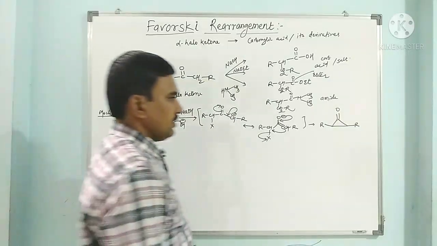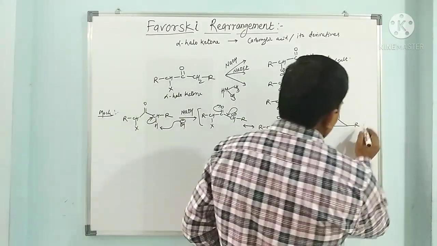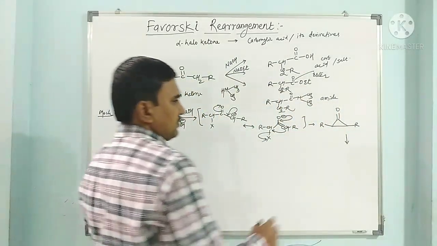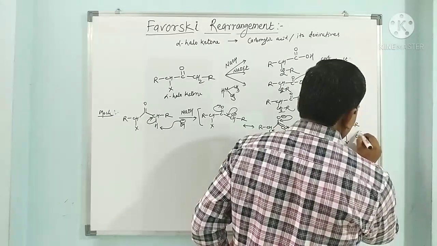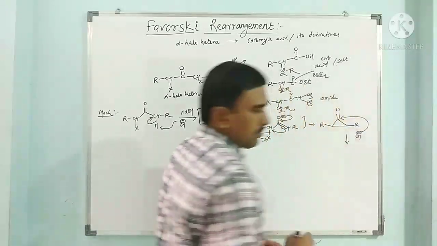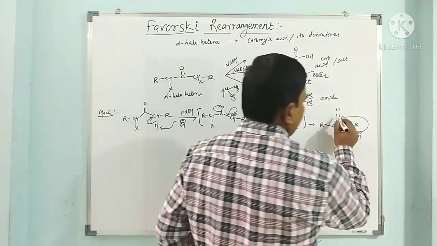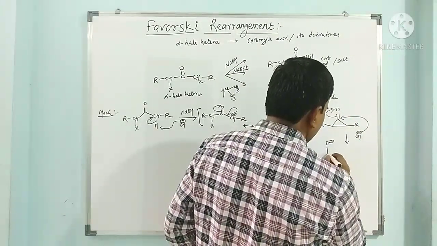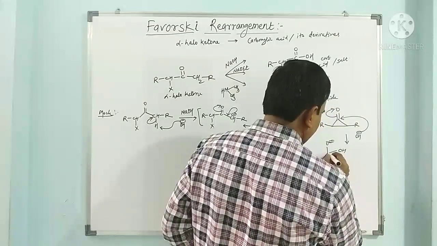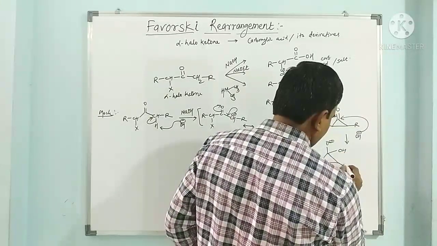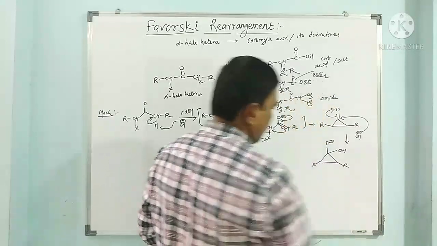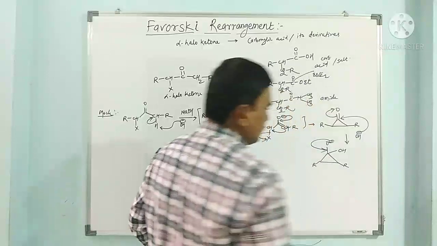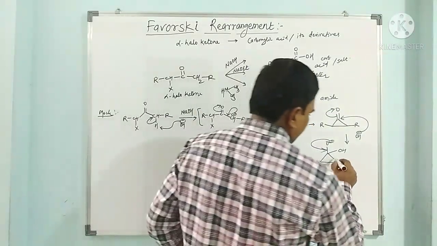Now in the next step, here we have added base in excess, so the OH minus ion attacks on the carbonyl carbon, and electron density goes to the oxygen. So we get here this O minus, here there is OH, here this R, here this R. So this oxide returns its electron pair to carbon, and this bond gets cleaved.